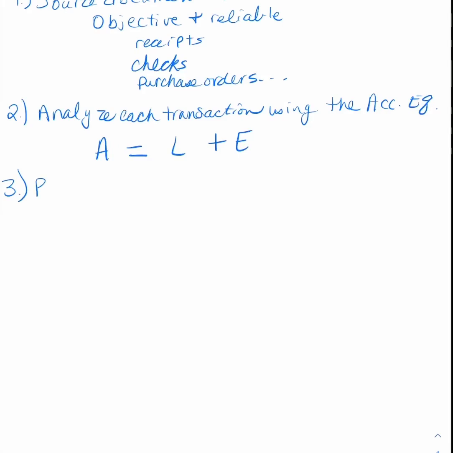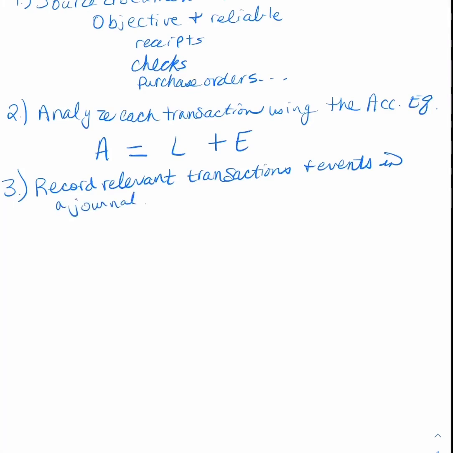The next piece, which is where we're going to pick up in this chapter, is recording relevant transactions and events in what we call a journal. This journal is where we're going to actually record these journal entries, which hopefully makes sense. The fourth thing that we're going to do is we're going to post to our general ledger, or to our ledger accounts.